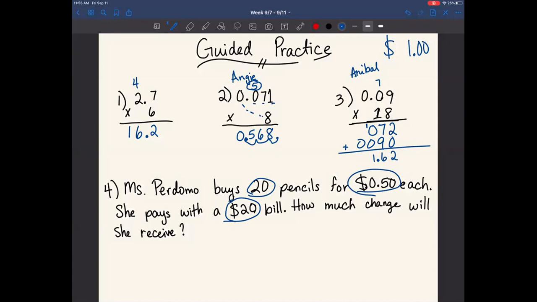Multiplying. So we have to multiply to find what? The total amount of the pencils, right? So we have to do the 50 cents times 20. That's step 1. Now step 2 is the actual question, which is asking how much change. So what operation is that? Addition, subtraction, multiplication, or division?